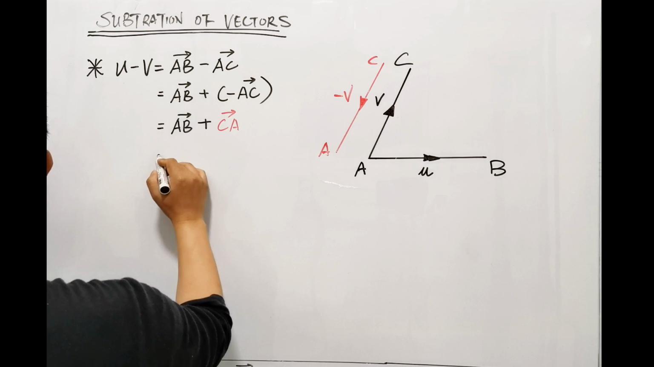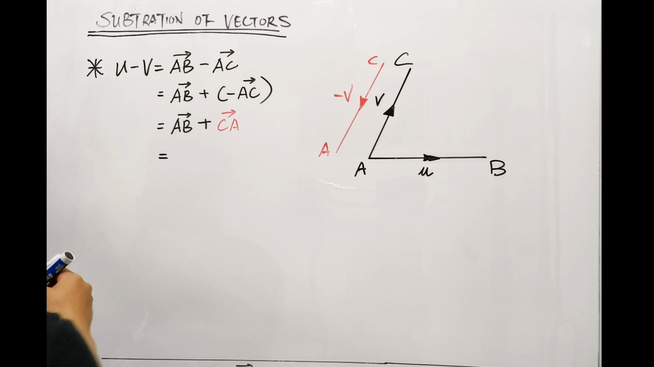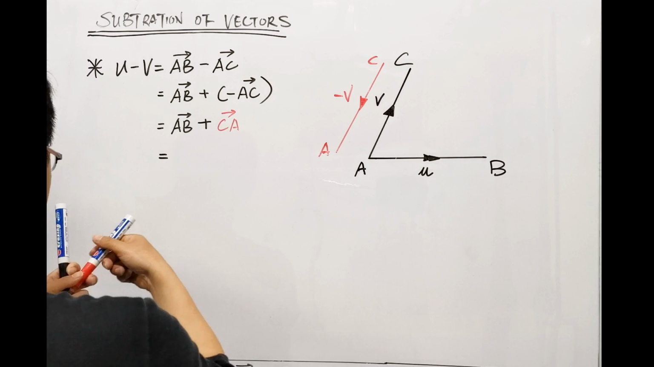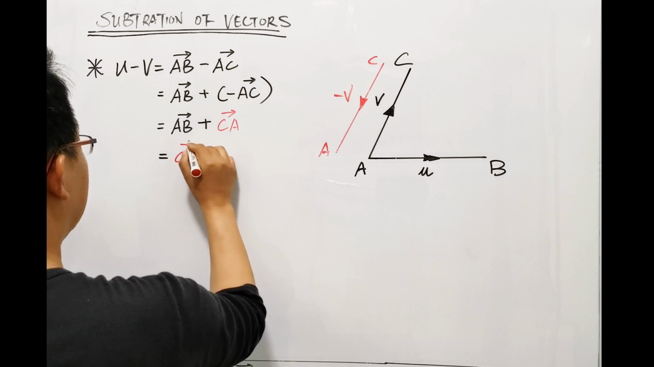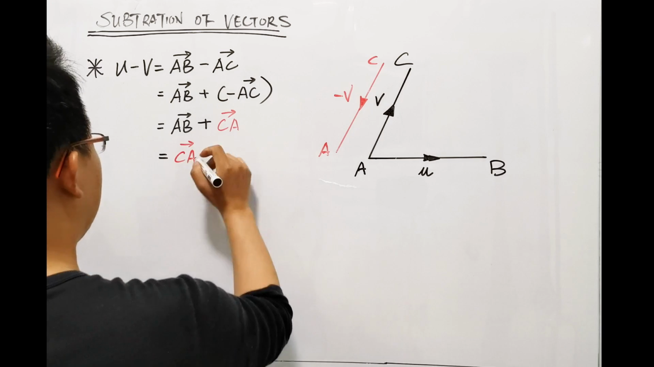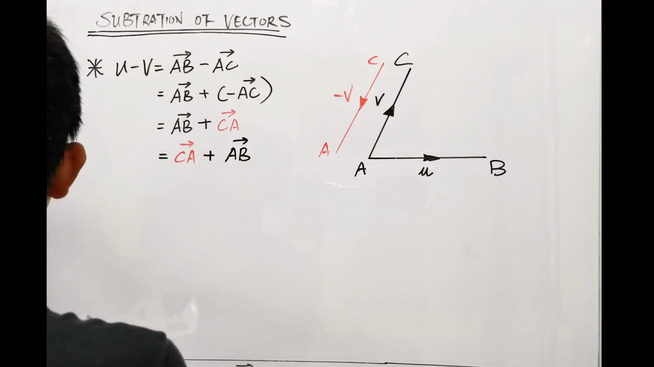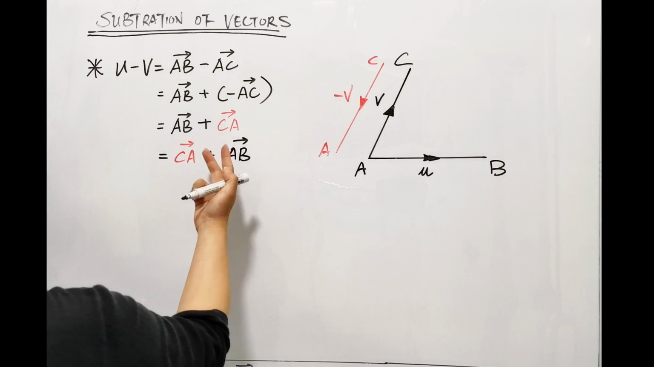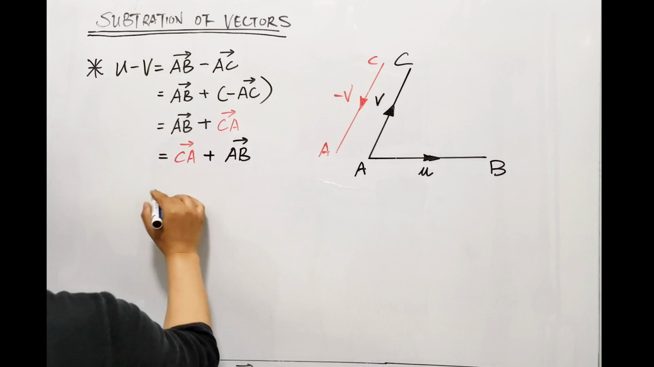Then we just use the commutative law and change the position. So CA plus AB. We call that the commutative law. We just change the position, and they are all still equal.